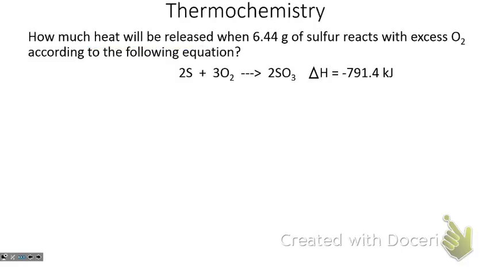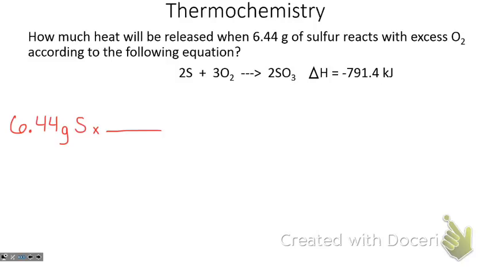So when I look at this, first thing I notice is I've got grams of sulfur, but when I look at my equation, I see moles of sulfur. So the very first thing I should do is probably convert from grams to moles. That's a real simple fix.